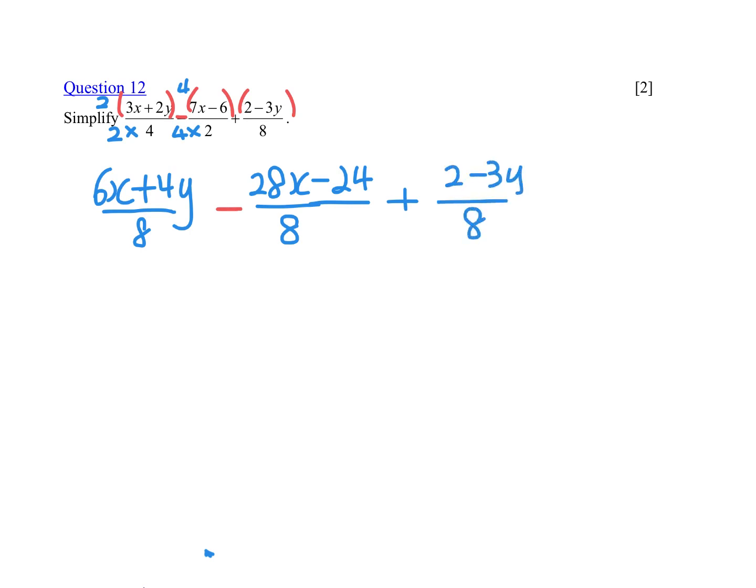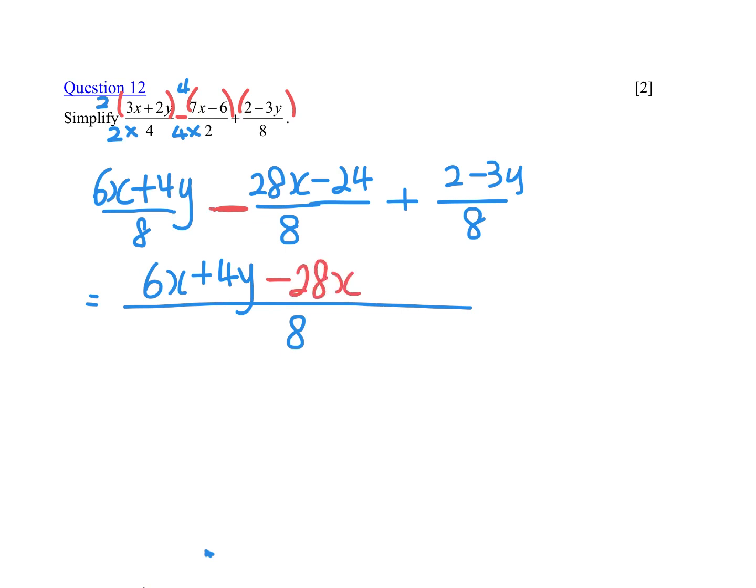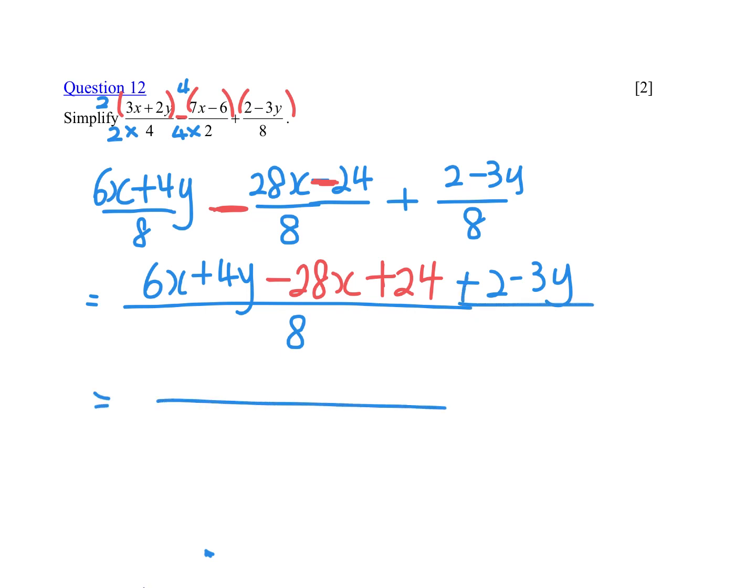Now we want to combine everything into one single fraction. The denominator is 8. This is still 6x plus 4y, but now this one will be minus 24x, minus negative 24. Negative become plus 24. And this is minus 2 minus 3y, this is a plus 2 minus 3y, sorry. Okay, and let's simplify the answer. From here, we will get... This one should be our answer.